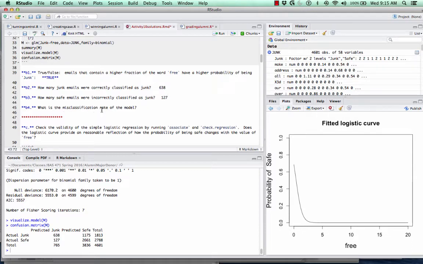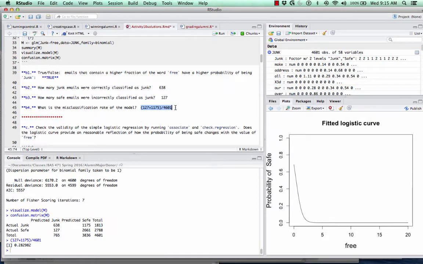What's the misclassification rate of the model? Well, there's two types of errors that this model can make. It can predict junk when indeed the email is safe, or the opposite. It can predict the email is going to be safe, but in actuality, the email turned out to be junk. So we can simply add up those two numbers, divide by the total number of emails, and that gives us the misclassification rate. So 127 plus 1175 over 4601. And that turns out to be just about 28%, so 28.3%.